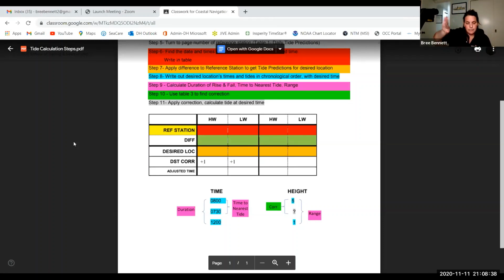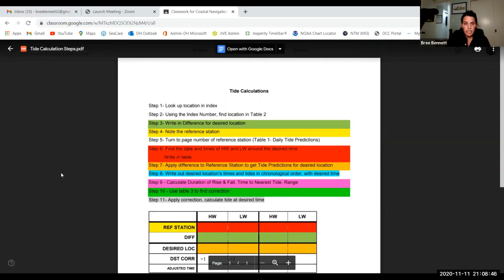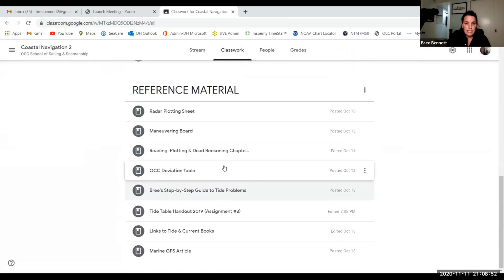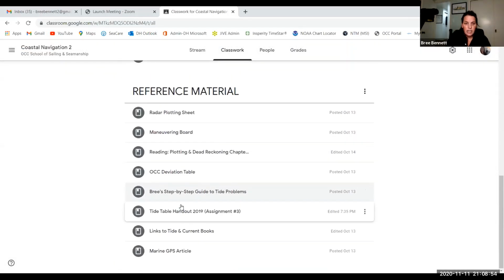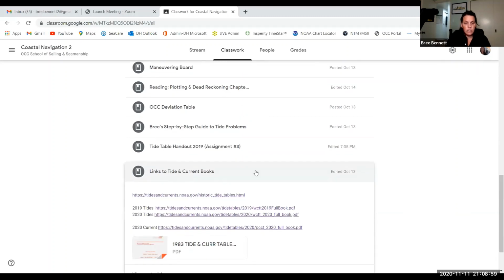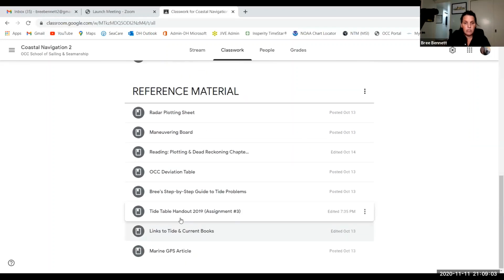That curve, and kind of try to do the calculations that way. If that makes more sense to you, I'm sure there's a bunch of YouTube videos out there if you want to check those out. But this is my Breeze step-by-step calculation. And then I have the links to your tide tables, your assignment 3.